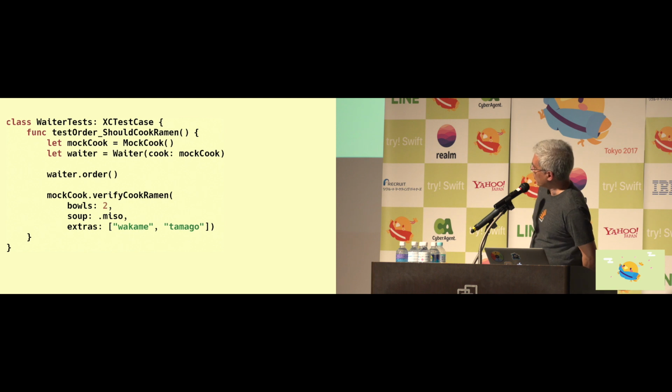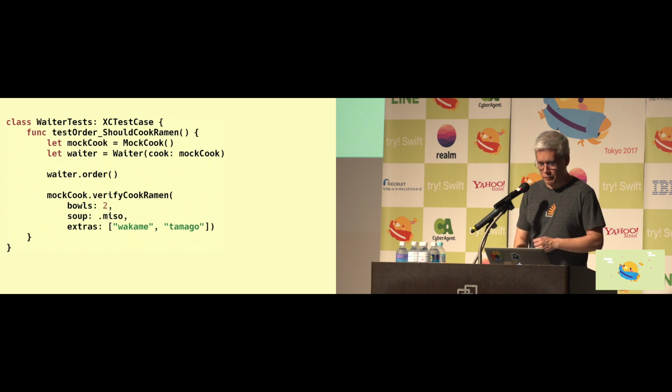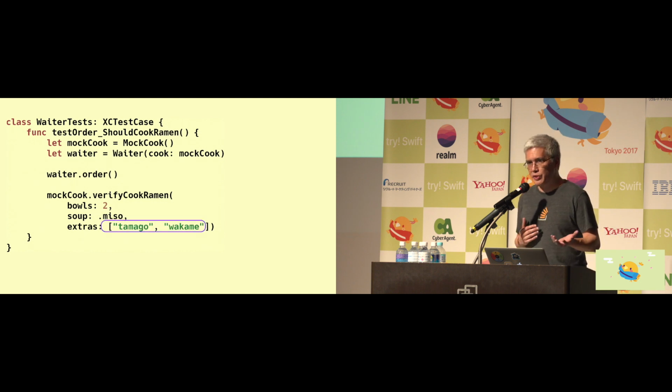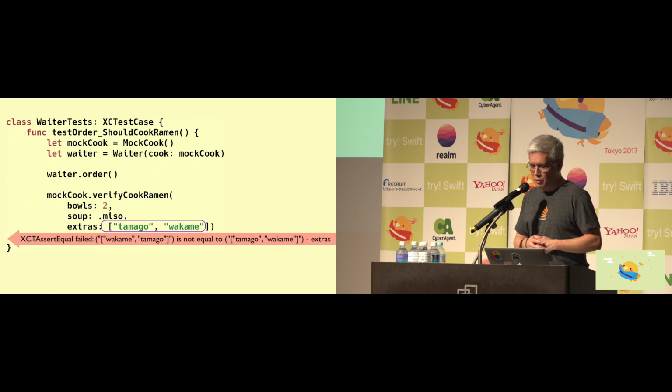Now, what about this array of extra toppings? What happens if we reverse the toppings? We want this test to still pass because we don't care about the order of the array. We only care about the contents of the array. When we run this test, we get this error message.